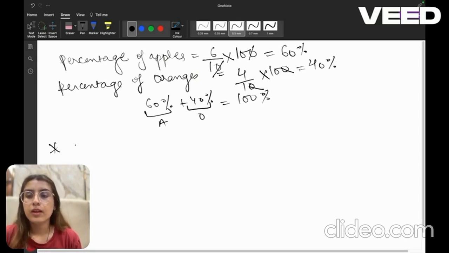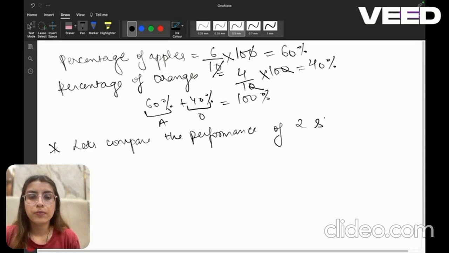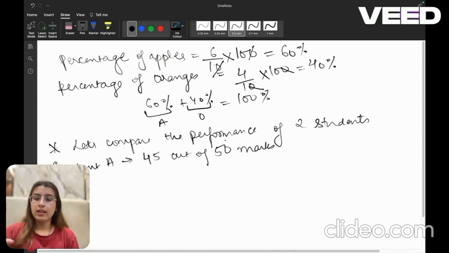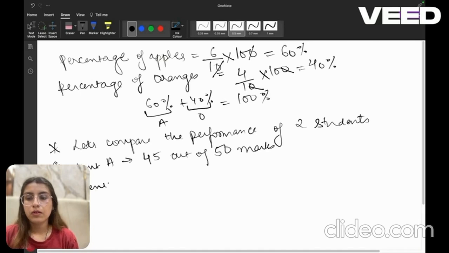So let's compare the performance of two students. Let's suppose student A gets 45 out of 50 marks. Let's take another student, student B. Let's suppose he got 60 out of 75.